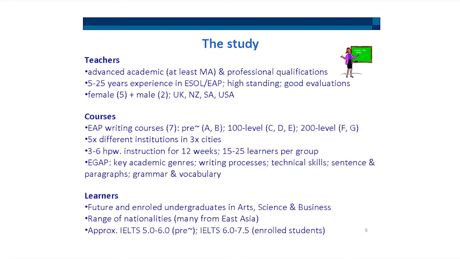The courses that they were teaching were EAP writing courses, 7. 2 were pre-university, pre-sessional. 3 were on 100 level or stage 1 for academic credit, and 2 were more advanced 200 level courses also for academic credit. The courses were taught in 5 different institutions in 3 cities in New Zealand. Courses involved approximately 3 to 6 hours a week instruction for a semester of 12 weeks, with 15 to 25 learners in each tutorial group.